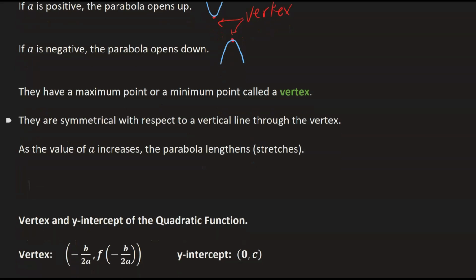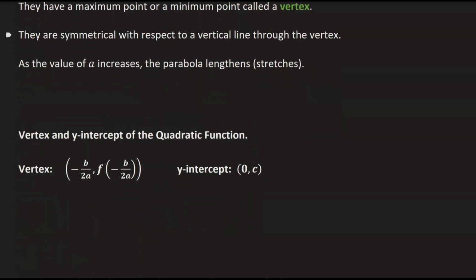Let's see a formula for the vertex. So a vertex can be found, since it's a point, this is the x and this is the f of x, also known as the x and the y. So the x value is negative b over 2a from the general form of the quadratic function. And the f of x is f of negative b over 2a. The y-intercept will be 0, c.